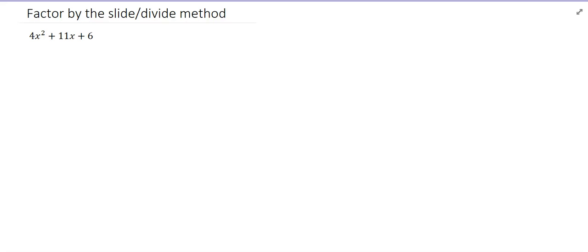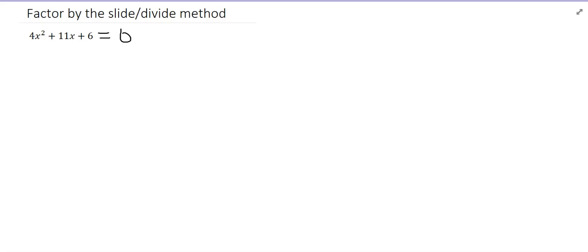When a quadratic has a number up front greater than 1, we use what we call the slide divide method to find the factors. So if this is my equation, 4x squared plus 11x plus 6 equals 0, my goal is to factor so that I can use the zero product property. But the factors of 6 will not add up to 11 as is.